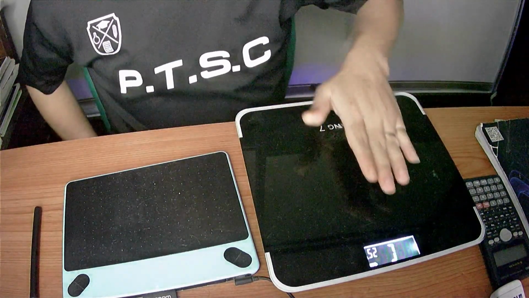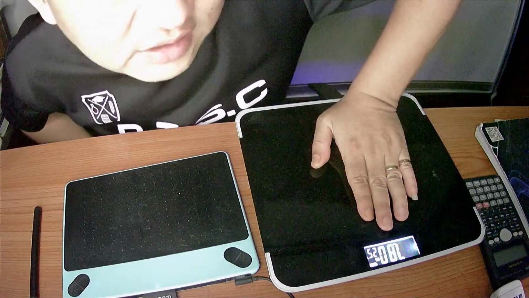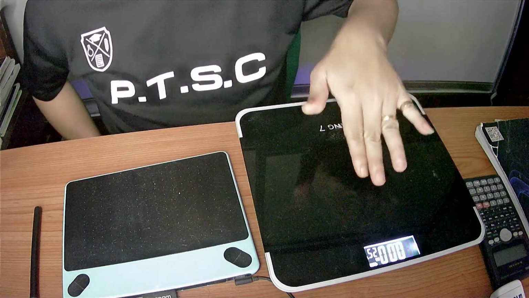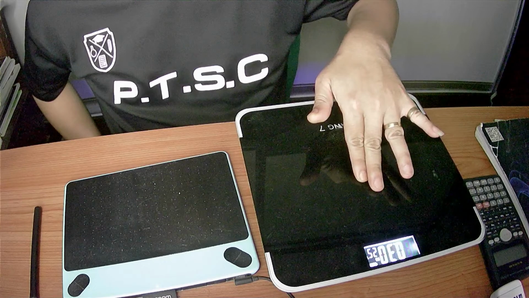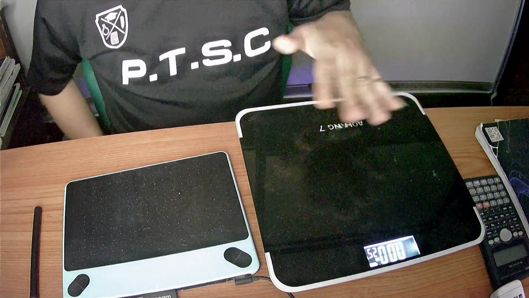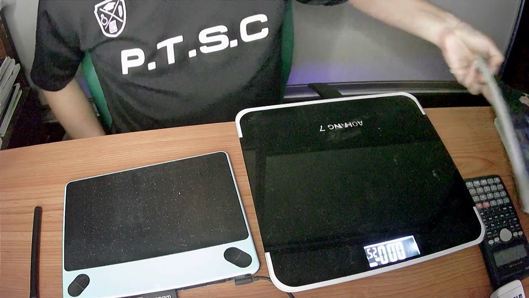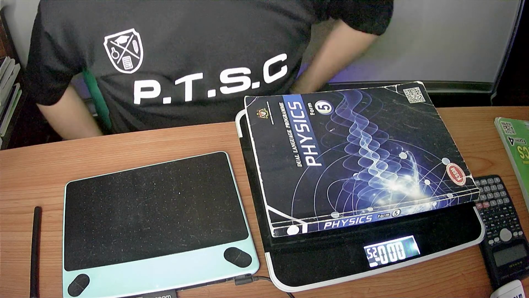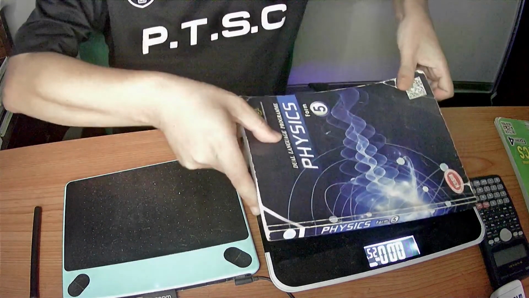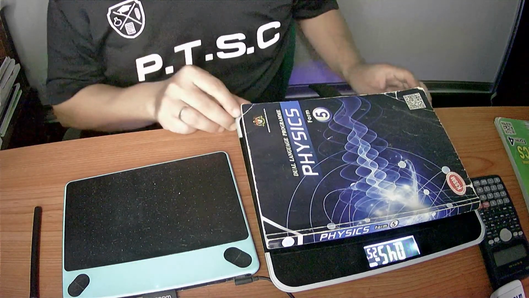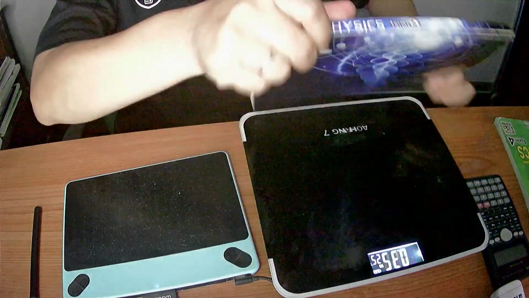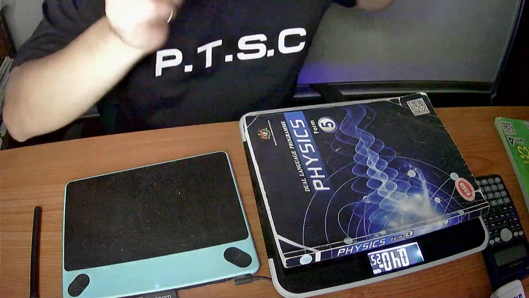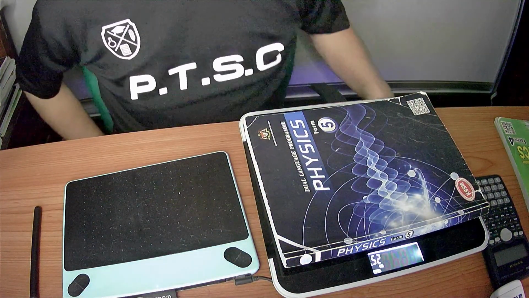If I press more, it will give me more reading. If I press harder, more reading. If I press a little, it will give me less reading. Meaning that if you compress more, it gives more reading. Now this book, 0.5 kg. It will show 0.4, 0.5, whatever, 0.4 kg.